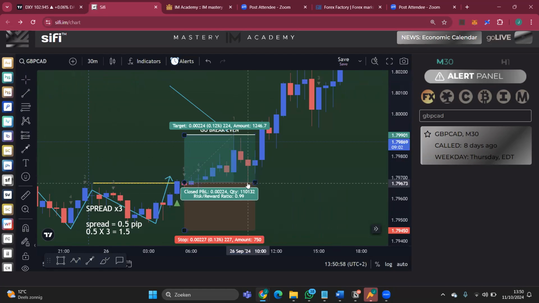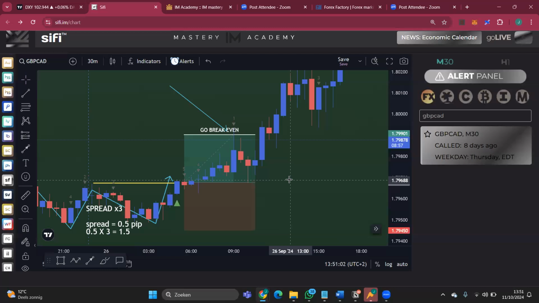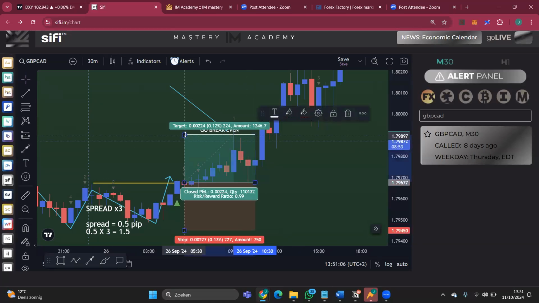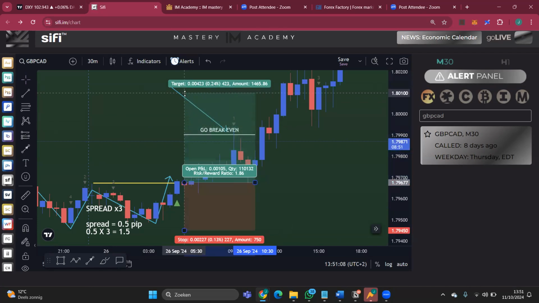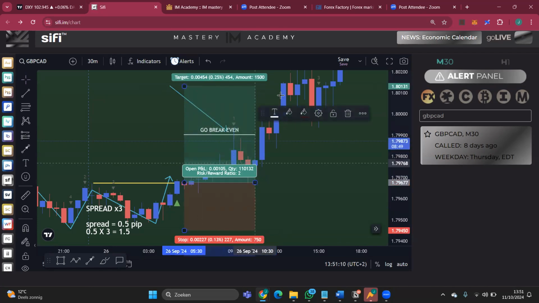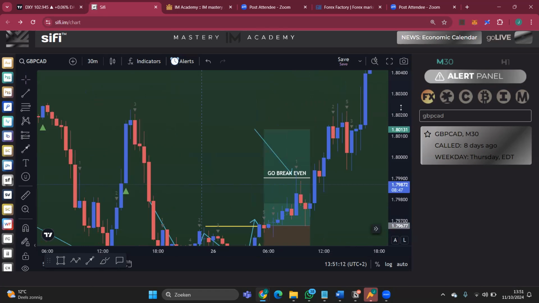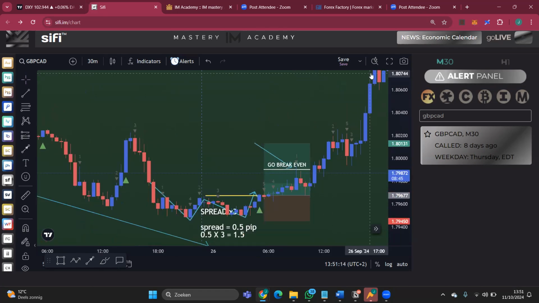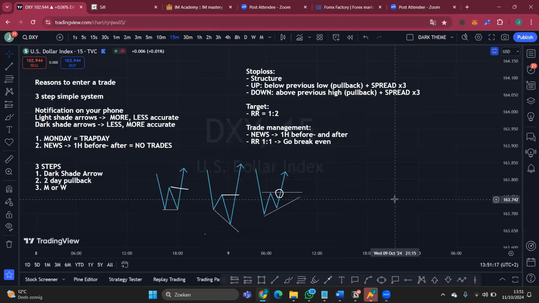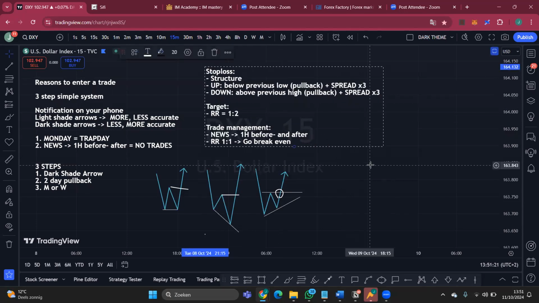Then it came back to the entry zone, and maybe it hit, maybe it didn't. You know, in my case, it didn't. So I just stayed in the trade because my stop loss was not activated right there. And then, of course, it continued to the upside to our profit and beyond. So that's basically anything you need to know on stop loss, target, and trade management.